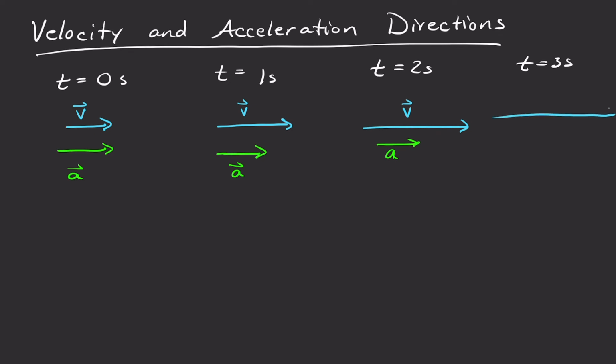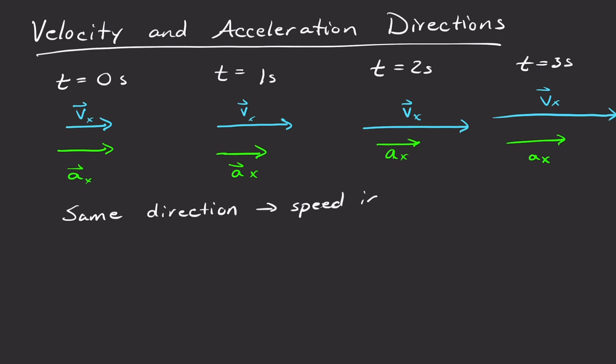And it's going to get real big at the end. Okay. Maybe these are all in the X direction. Okay. So what this means is when velocity and acceleration are in the same direction, the speed increases. So the length of the arrow represents the speed, or how fast it's going, and if they're in the same direction, then that speed should increase.